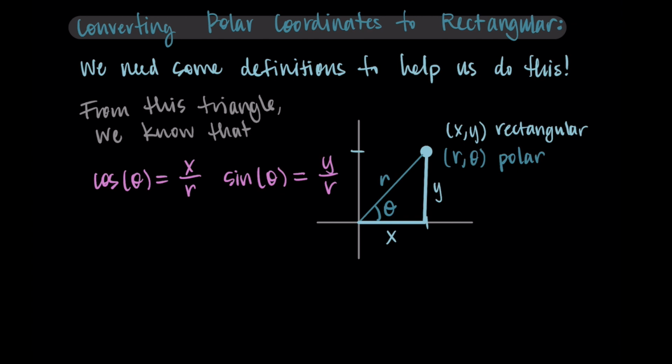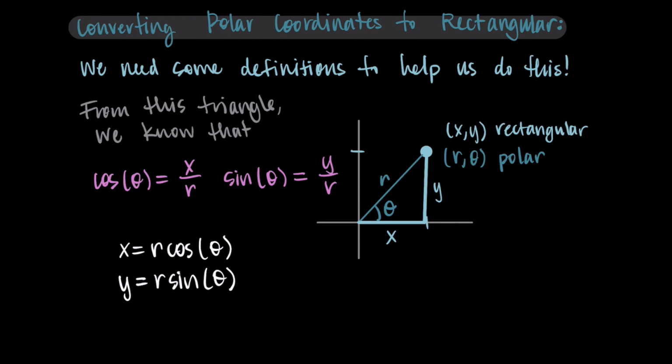So the reason I'm bringing this up now is because this gives us a relationship between the r and the theta and the x and the y. So if we just rearrange things a little bit by multiplying the r over to the other side on each of these equations, we get that x is equal to r times cosine of theta, and y is equal to r times sine of theta. So if we knew theta and we knew r, we could just plug them into these equations and find x and y.